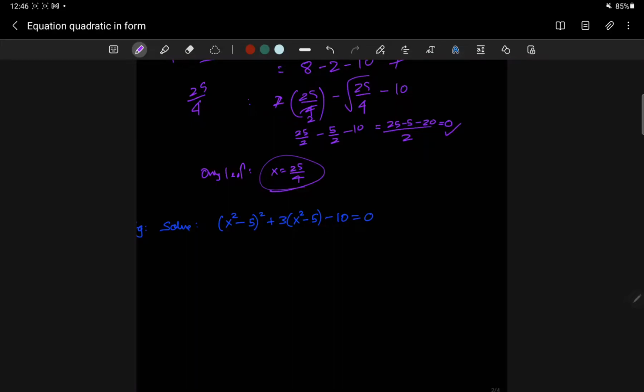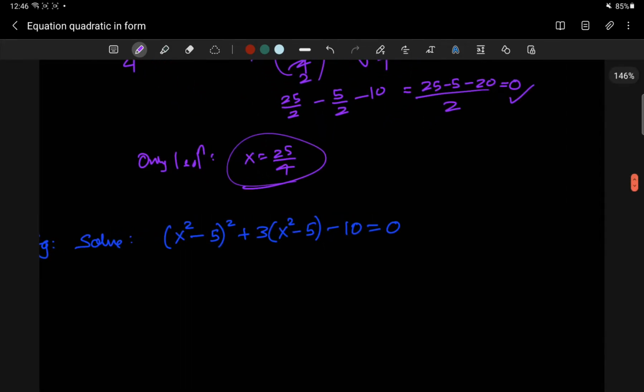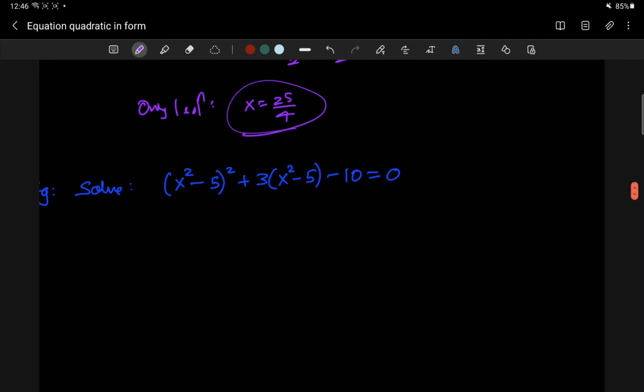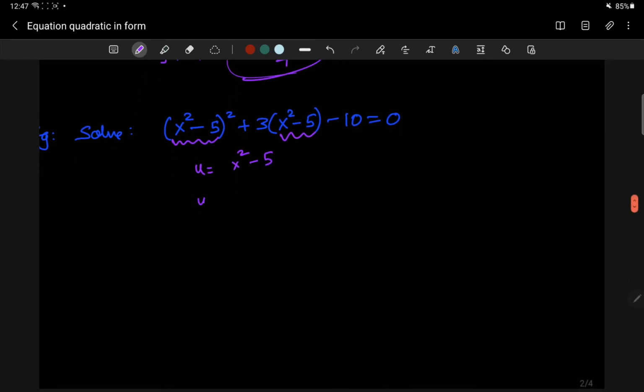Hi everyone, in this video we will continue looking at equations quadratic in form and some more examples. Here, the way it is written, it's kind of complicated. However, you'll notice that this term x squared minus 5 is repeated. So it makes sense to set this as u, making the overall equation u squared plus 3u minus 10 equals 0.